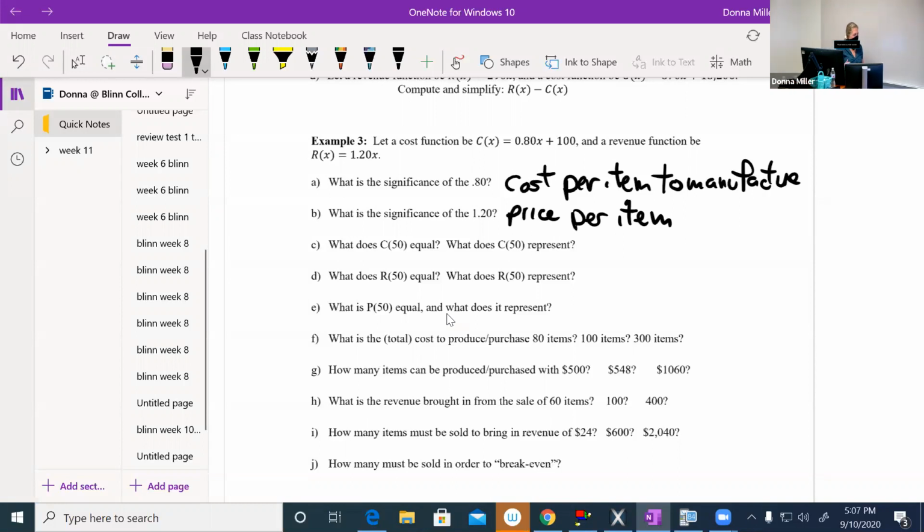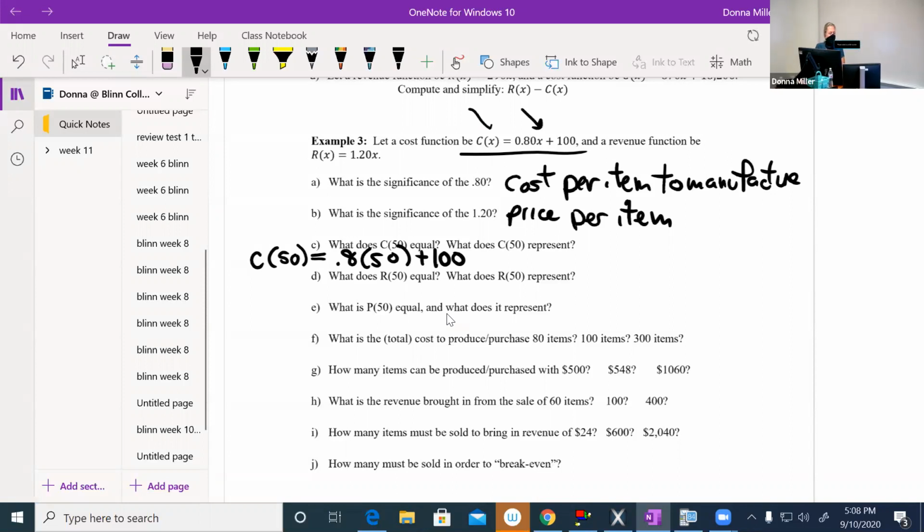All right, the C of 50. So when you see the parentheses, they're telling you to plug in 50 for X, right? So let's find it first. So C of 50, you're just going to replace X with 50. It doesn't mean times 50, it means of 50. And plug it in here. All right, so if I work that out, it's going to be 140.